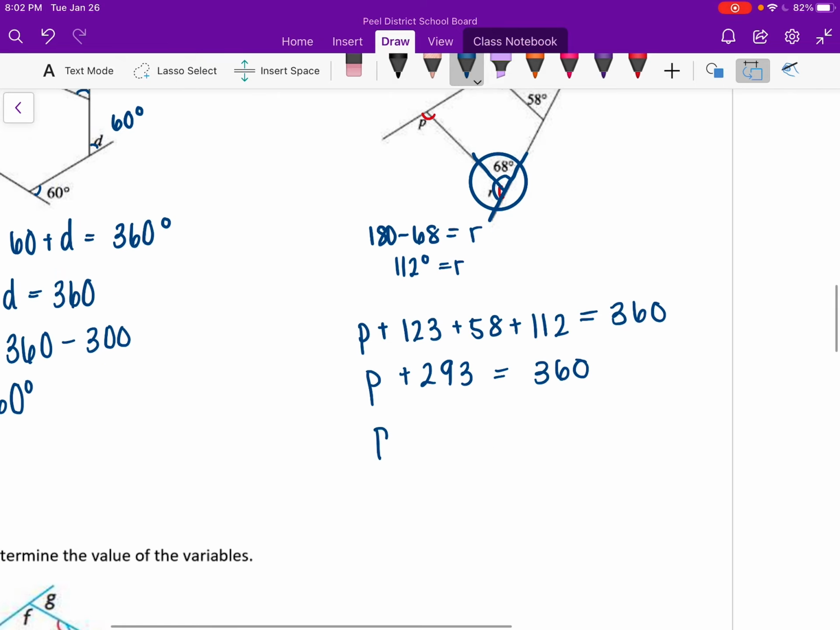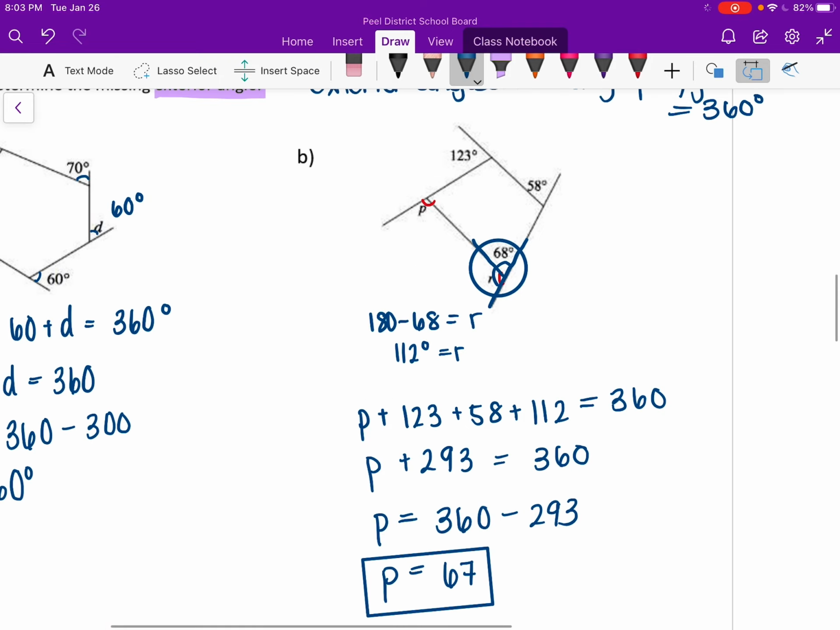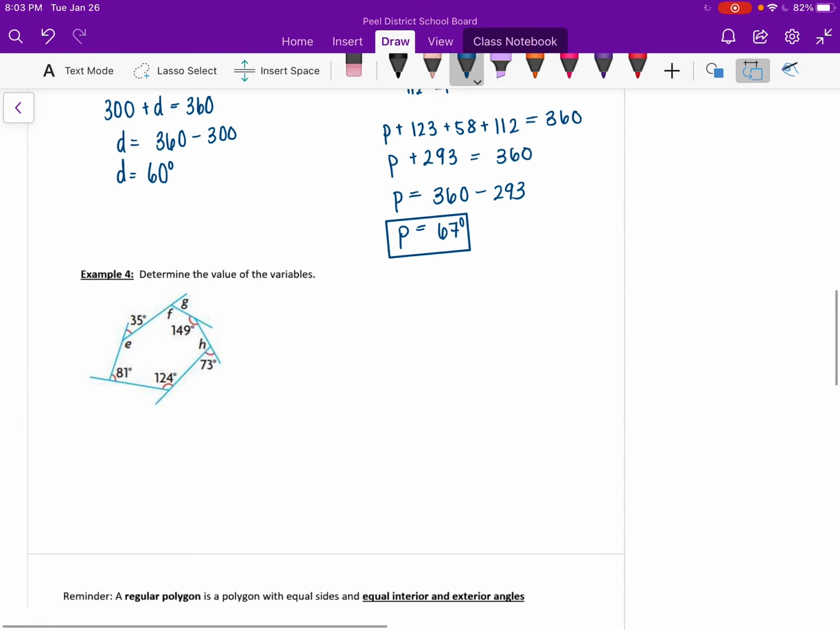P, I'm going to move the 293 onto the other side by subtracting from both sides. So I'm going to do 360 minus 293, and that's going to give me P is equal to 67. So I know that my P value here is 67 degrees. And I know I found everything that I need to find. I found P and R, so I'm done that question.